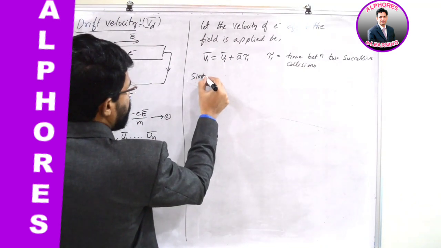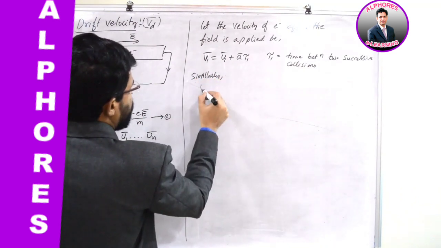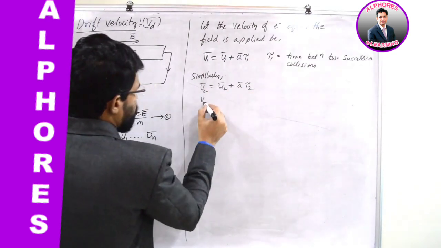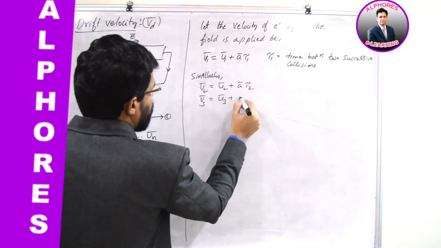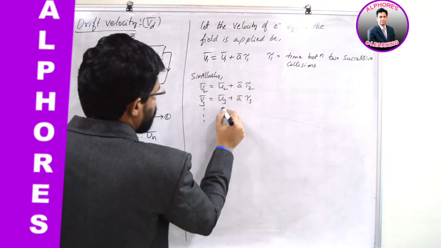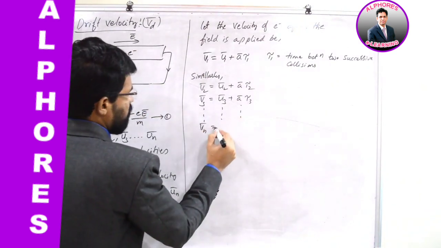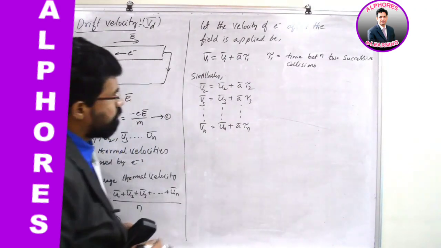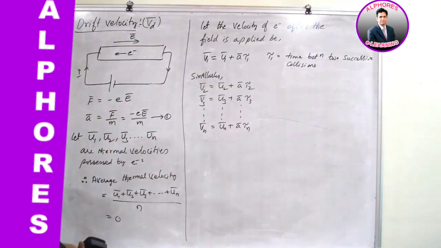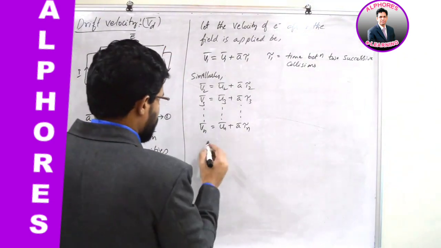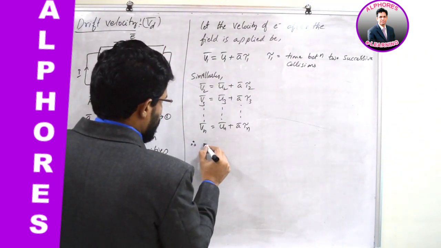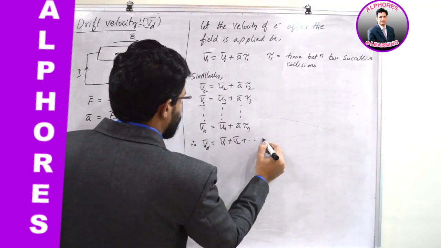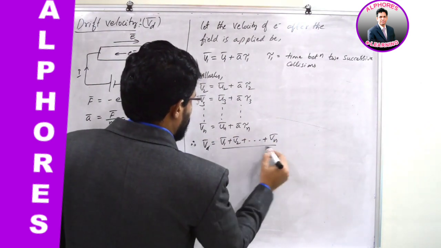Similarly, the other electrons too possess velocities, right? V2 bar is equal to U2 bar plus A bar tau 2. V3 bar is equal to U3 bar plus A bar into tau 3 and so on. Vn bar is equal to Un bar plus A bar into tau n. That's how you can write. Now what is drift velocity? It's the average of all these velocities. Therefore, Vd bar is equal to V1 bar plus V2 bar plus so on Vn bar divided by n.